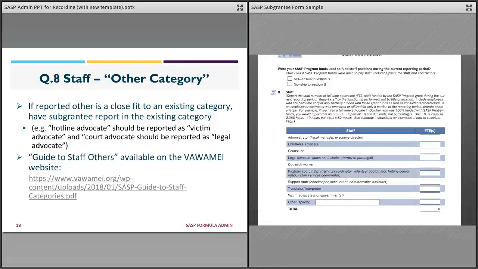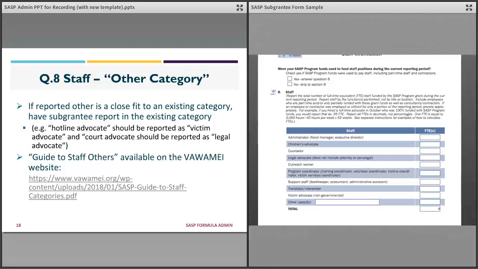Also note that there are only a few instances where we see appropriate responses in the other category, because the staff categories are fairly broad and might encompass multiple different types of staff functions. So if you see something reported in a subgrantee report in the other category, try to look for a best fit category that already exists that the subgrantee should be using. So for example, if you see hotline advocate in the other category, that should be reported as a victim advocate. If you see court advocate in the other category, that should be reported in the legal advocate category.